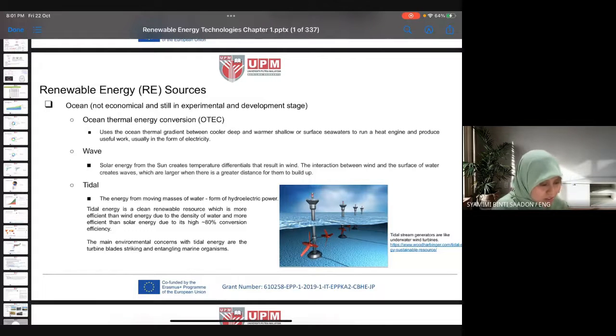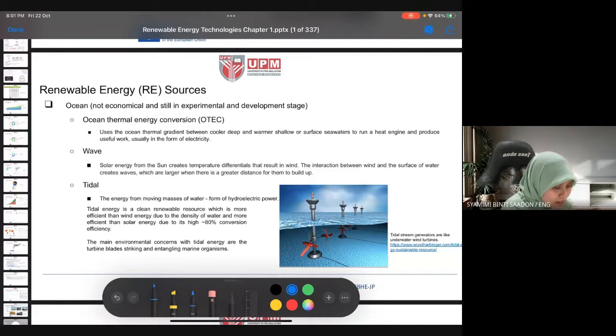And then tidal, which is the energy from moving mass of water. Okay, the water moves. So from the movement of the water, movement means there is kinetic energy, besides thermal energy. Okay, so the movement of the water can create a heat source, hydroelectric power like that.